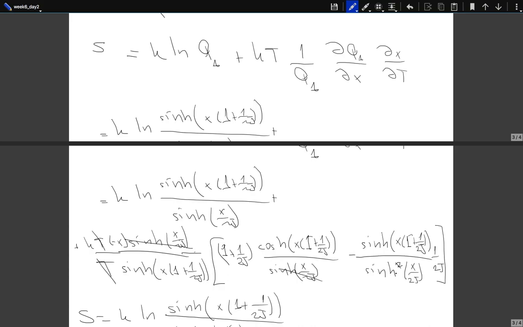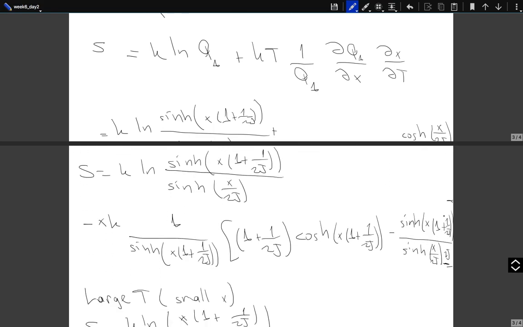our mistake. You see here there is an additional term. The derivative of 1 over sinh also contains a cosh(x/2j). That is the term that we ignored, we missed. So here I have an additional cosh(x/2j) here.